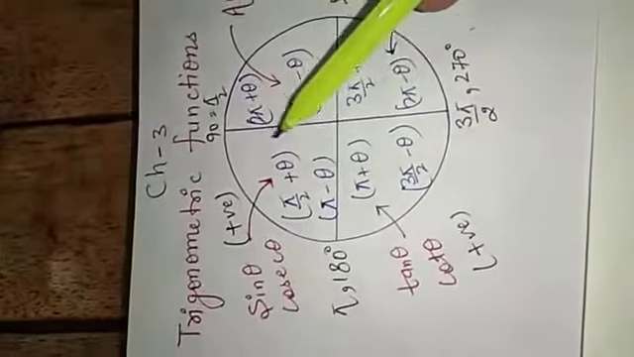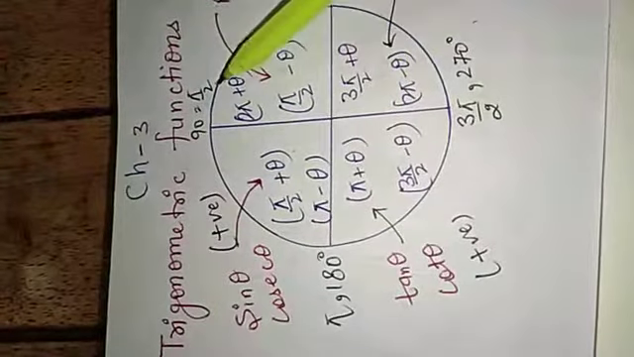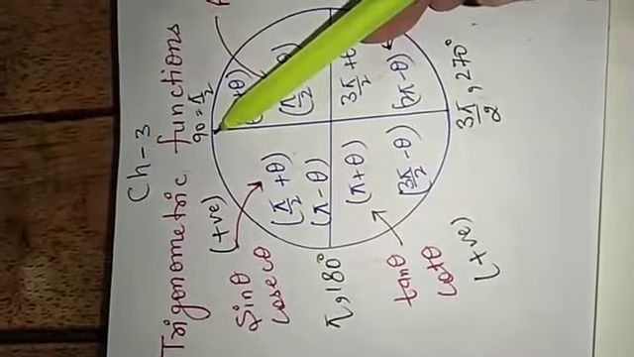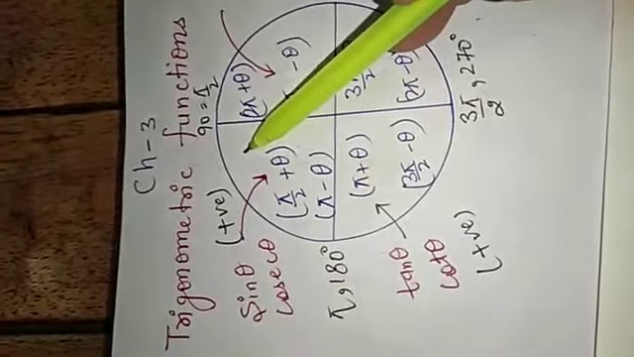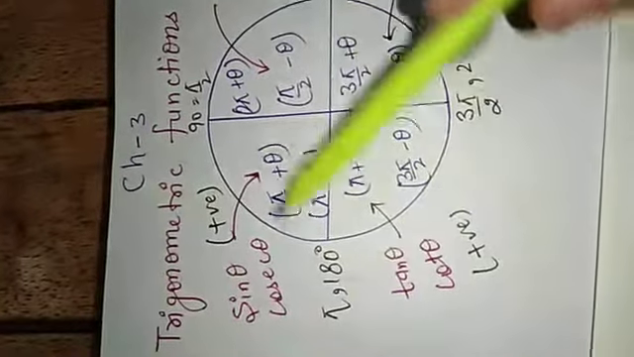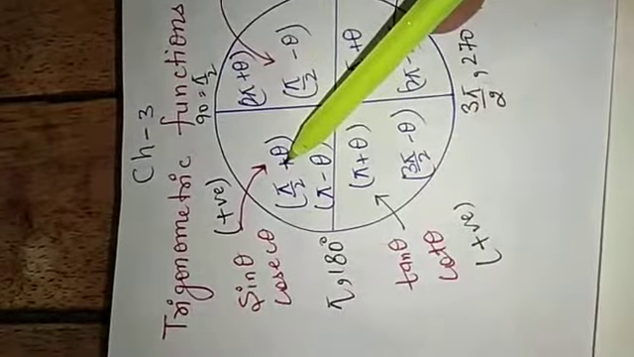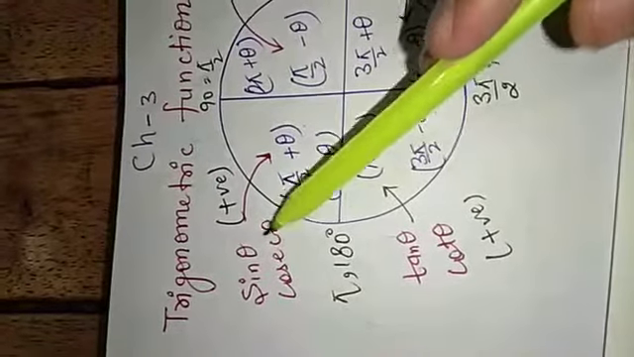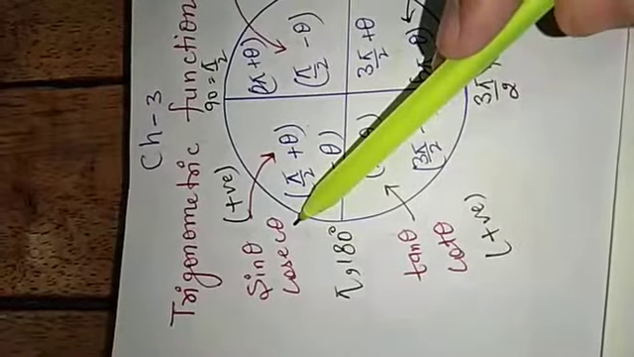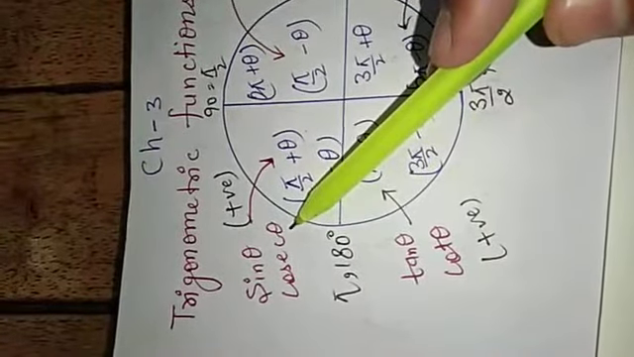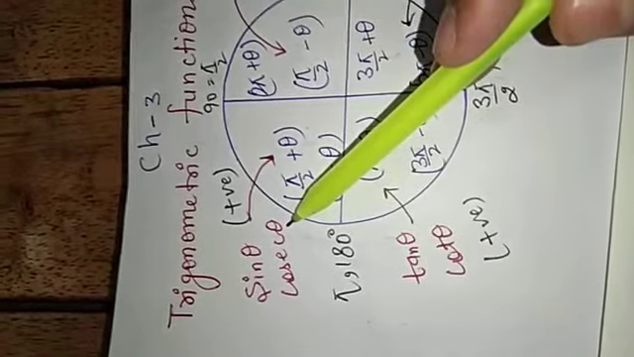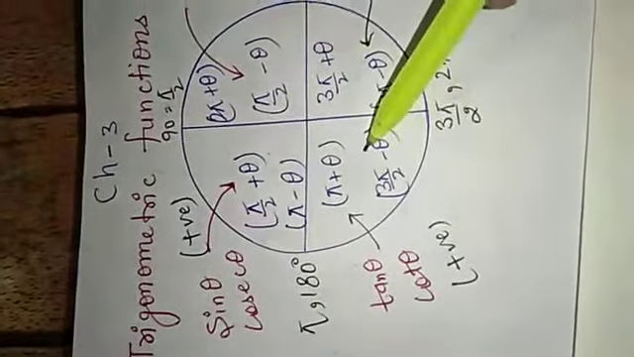When we come in the second quadrant, that means when we add a small value in pi by 2 or 90, then we go in the second quadrant, and when we subtract a small value from 180, that means pi, we go into the second quadrant. Here sin theta and cosec theta are positive, and except these, all trigonometry ratios such as sec, tan, cos, cot are negative.